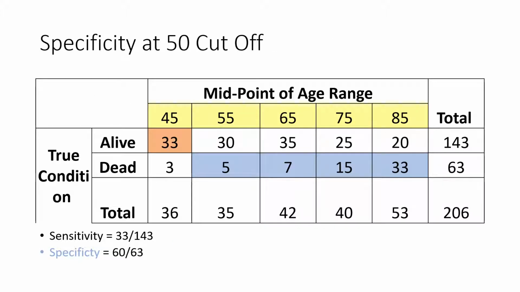To visually highlight what I explained, at a cutoff of 50, we have correctly predicted that 33 patients out of 143 patients will be alive. And in the other case, we have correctly predicted that 60 out of 63 patients will be dead. That leaves, in the alive column, the age range 55 to 85, and in our dead column, the age range 45.